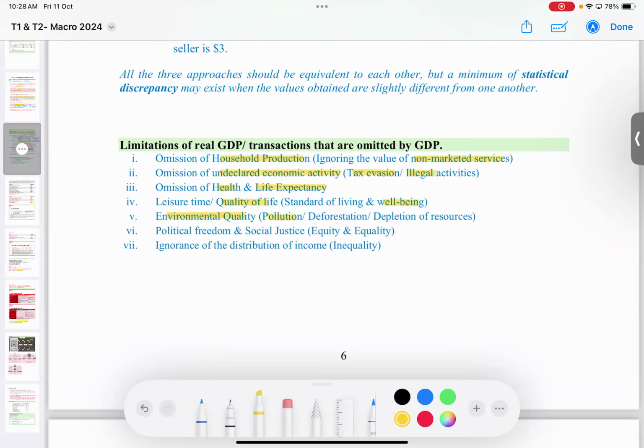GDP ignores political freedom and social justice. Some country may have a very high real GDP, but maybe there's no freedom. They also ignore income inequality. A country can have a very high real GDP, like a developed country, but there are still poor people. The rich are very rich, the poor are very poor, so there's a wide gap between the rich and the poor. All these things are not reflected in the GDP itself.